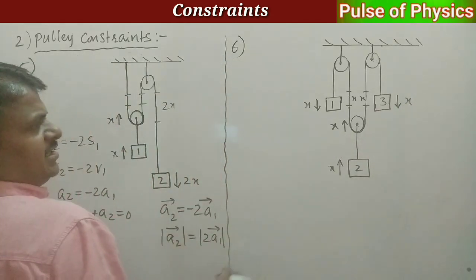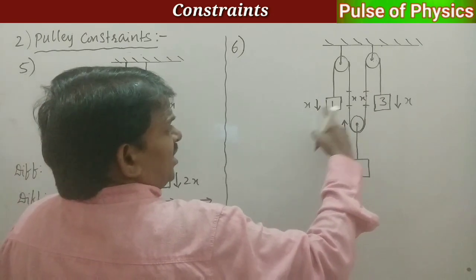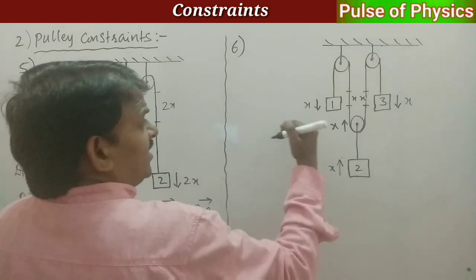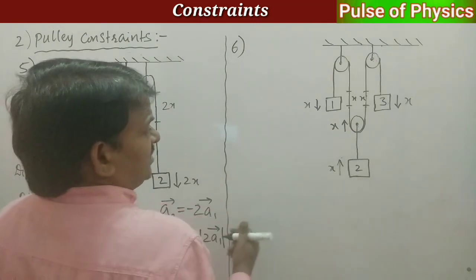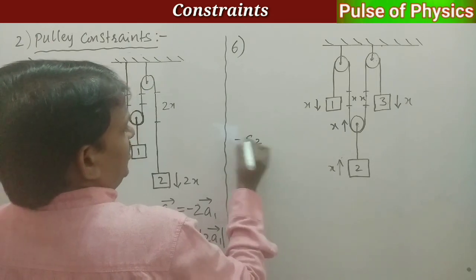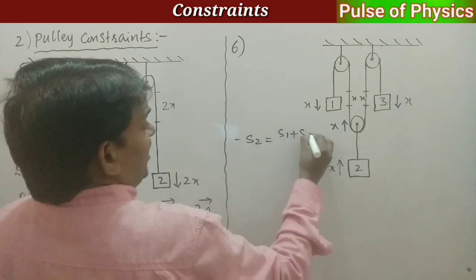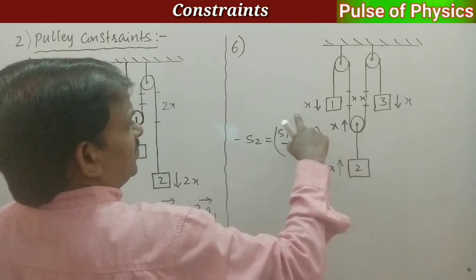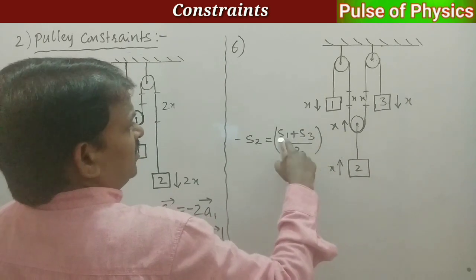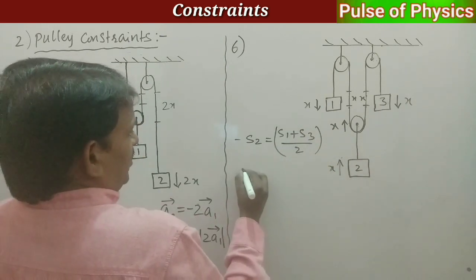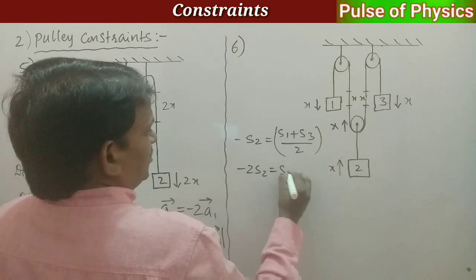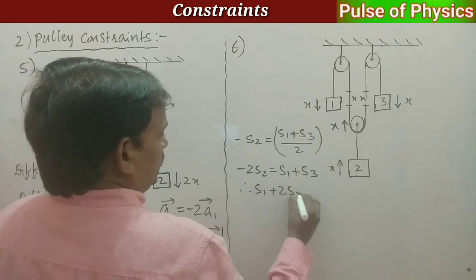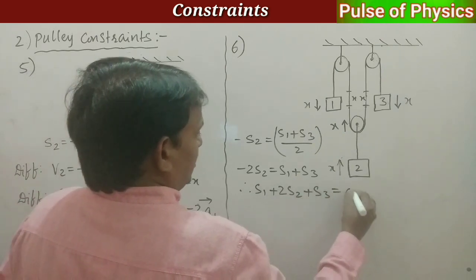See, in this case, displacement of first block and third block x plus x, 2x. Make it half. That is displacement of second block. Here S2 is equal to S1 plus S3 by 2. Minus represents this moves upward. S1, S3 move downward. Here minus 2S2 is equal to S1 plus S3. Right? Therefore S1 plus 2S2 plus S3 is equal to 0.